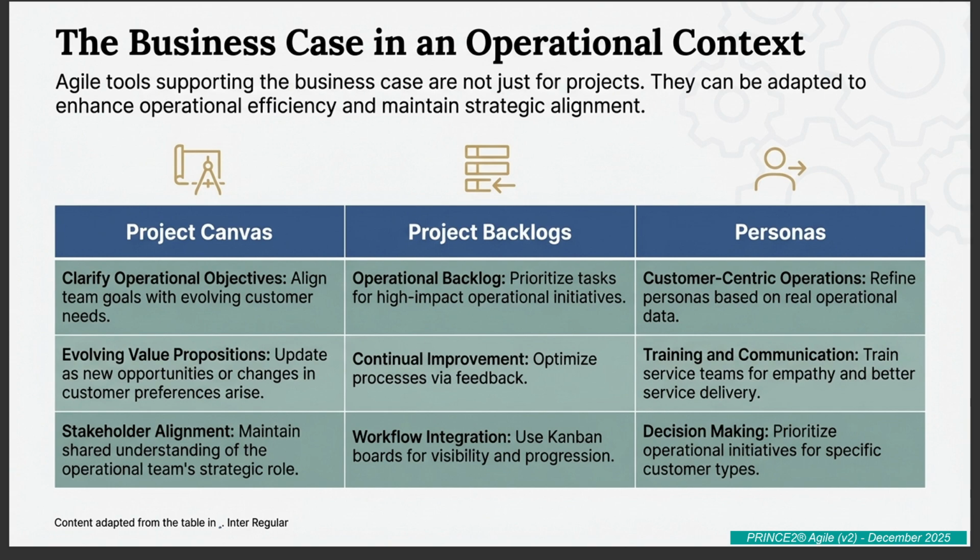What about project backlogs? Surely the backlog is done when the project is done. Not at all. It just becomes an operational backlog. It's the engine for continuous improvement. The key difference is it's usually funded by an operational budget, not project capital. It's where you prioritize fixes, small enhancements, and high-impact maintenance.